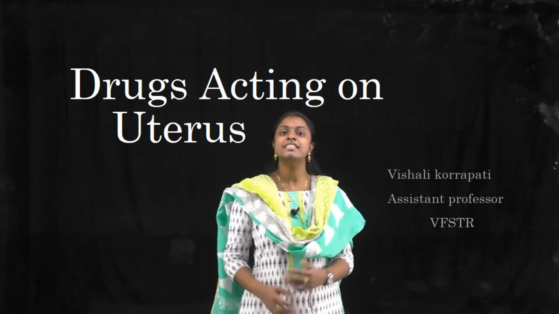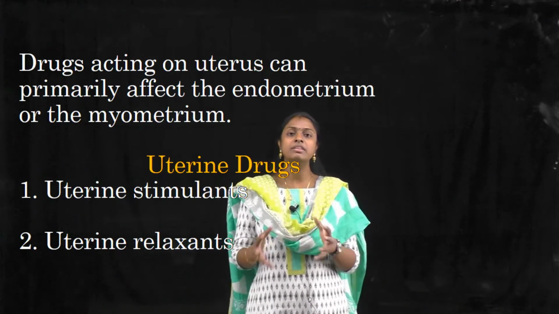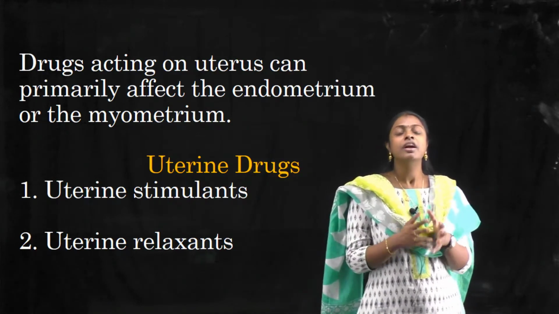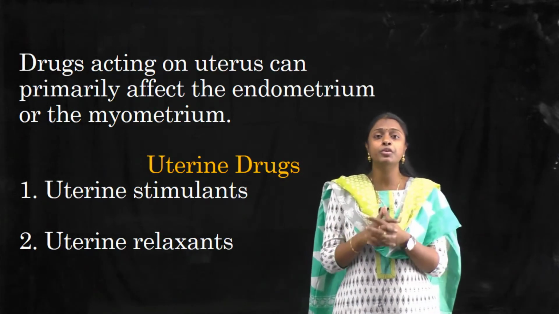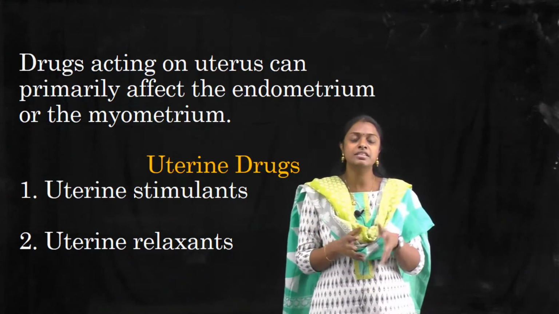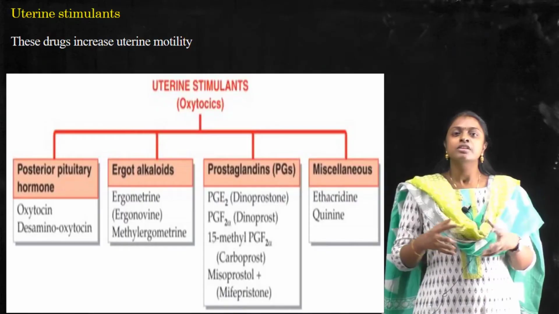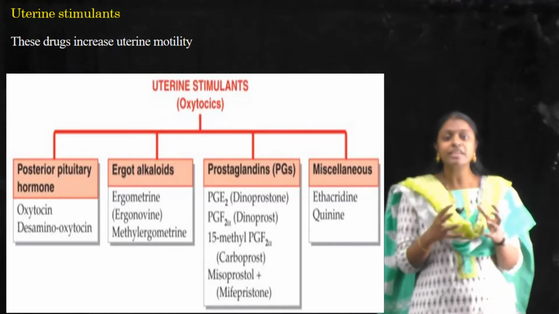Today, let's see the drugs which are acting on uterus. All the drugs which are acting on uterus will act mainly on endometrium and myometrium. There are two types of uterine drugs: one is uterine stimulant and the other one is uterine relaxant. Let's see what are uterine stimulants. Uterine stimulants are the drugs which are used for the contraction of the uterus.